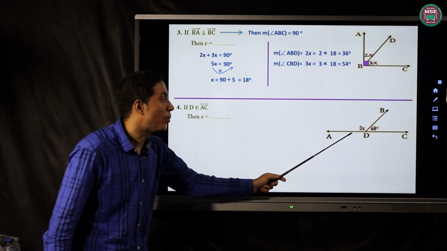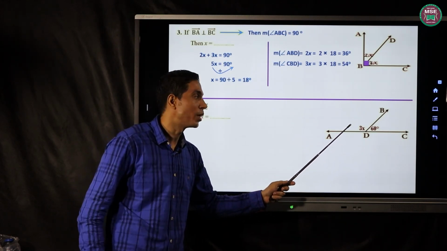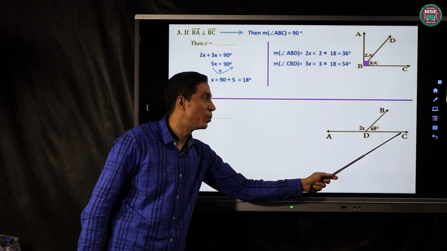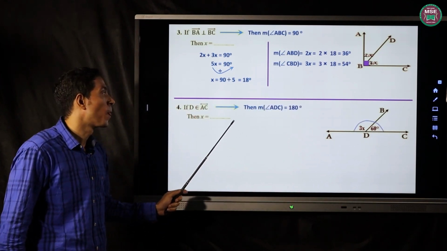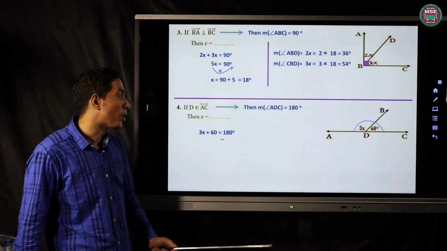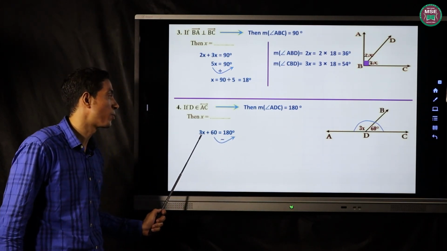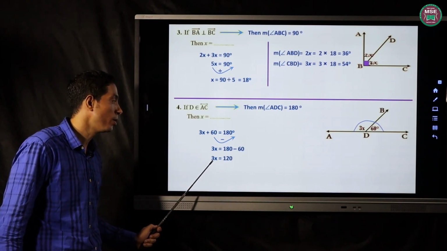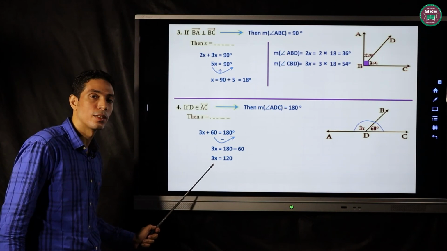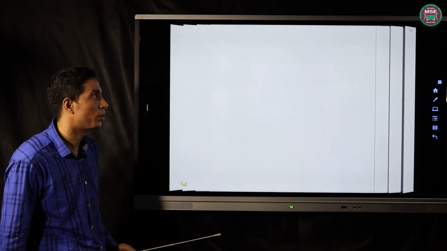Number 4, D belongs to AC, so the sum of all these angles equals 180. The measure of angle BDC equals 60 and this angle equals 3X, so 3X plus 60 equals 180. 60 goes to the other side with a minus, so 3X equals 180 minus 60, which equals 120. To find the value of X we divide 120 by 3, then X equals 40 degrees.